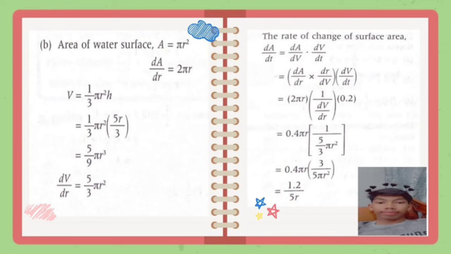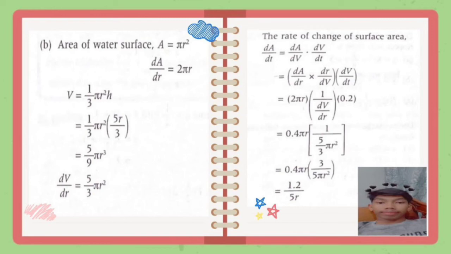Okay, for question B, the rate of change for the surface area of the water at the instant h equal to 1 over 6 pi. We are provided dv over dt equal to 0.2 cm cube per second. The question needs us to find the rate of change for the surface area, which is dA over dt, equal to dv over dt times dA over dv.